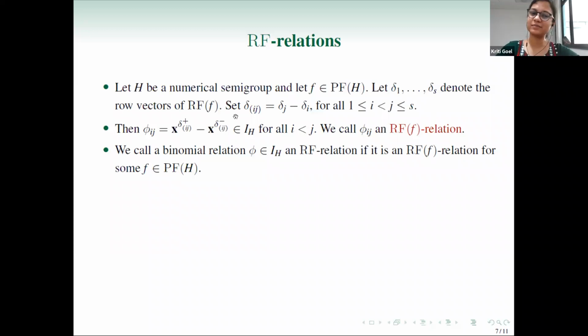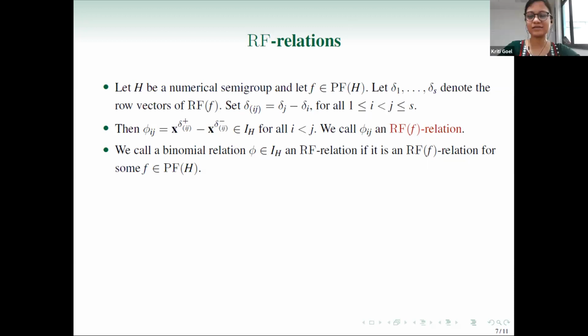And with these two vectors separated, delta plus and delta minus, we can form this particular binomial phi ij, which is x to the power delta plus minus x to the power delta minus. And just by the definition of it, one can easily check that these binomials do land inside the defining ideal. And these binomials are what we call RF relations because they come from the row-factorization matrix of the pseudo-Frobenius number F. So given a binomial F in the defining ideal, we say it's an RF relation if it is an RF-F relation for some pseudo-Frobenius number. And of course, this gives us an idea that these binomials are indeed elements of the defining ideal.